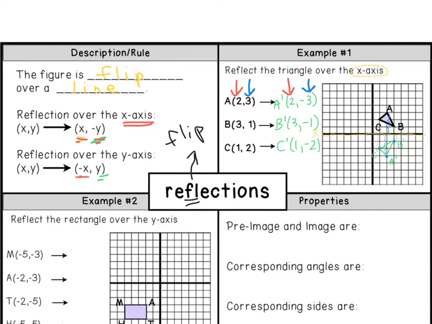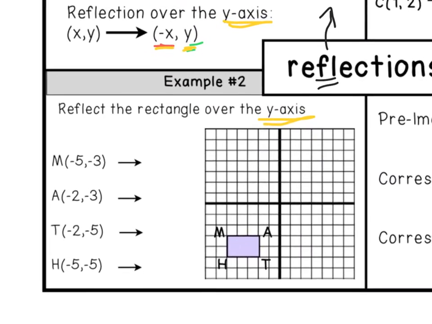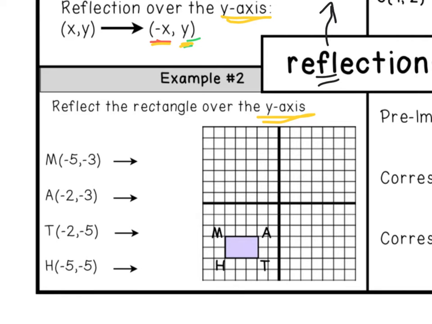For the next example, we're going to reflect over the y-axis. So when we reflect over the y-axis, the x value becomes the opposite. The y value stays the same. Let's see how this one looks. Okay, this time we have that square, and we're reflecting over the y-axis. Here's our y-axis. So our image is going to flip over and be in quadrant 4 here.